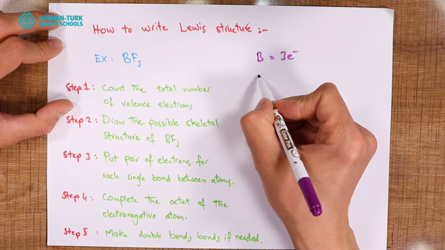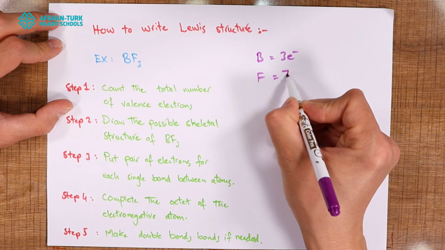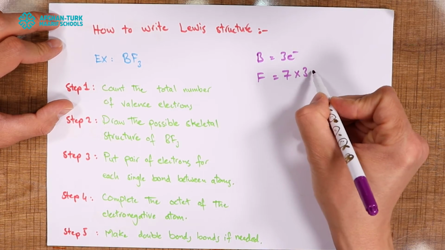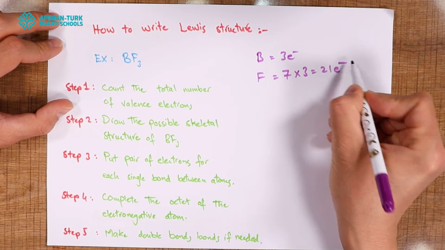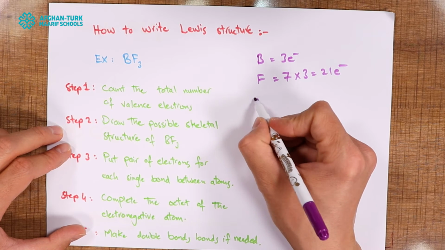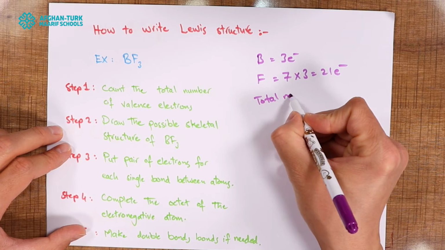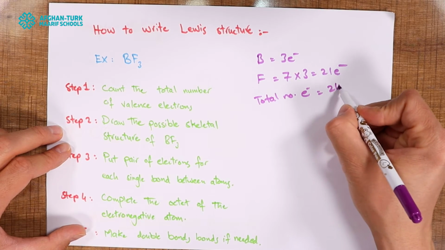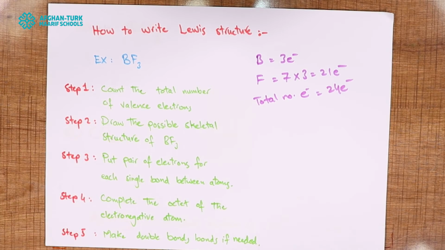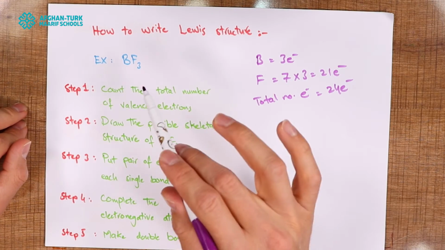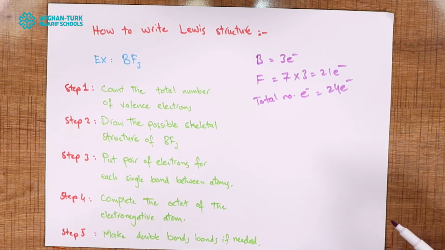For fluorine, we know that we have 7 electrons. And there are 3 fluorines, so 7 times 3 makes 21 electrons. Now we add them up. The total number of electrons is 21 plus 3, 24 electrons. Okay, so we finished the first step. The next step is to draw a possible skeletal structure for boron trifluoride.